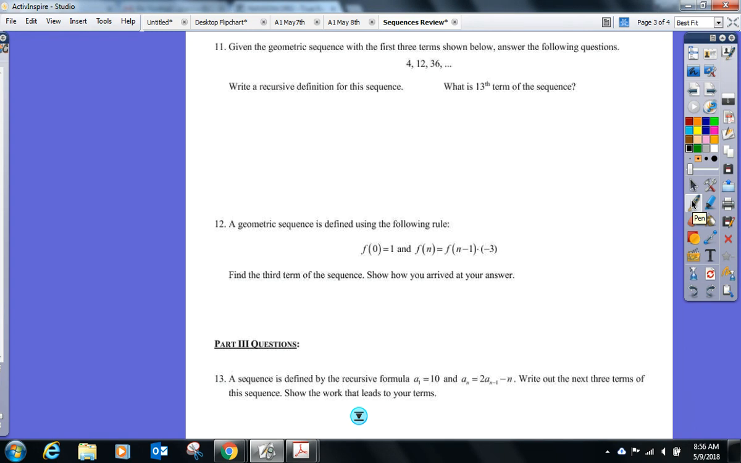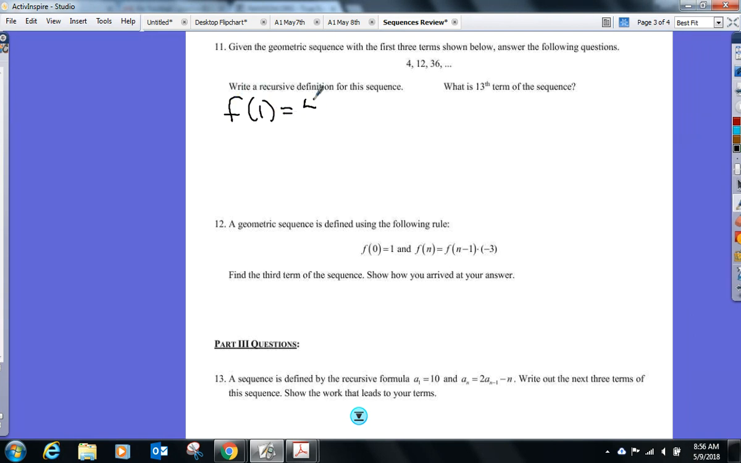4, 12, 36. It's geometric. I told you that. Write a recursive definition now. Always have to put what in a recursive definition, no matter how you write it? First term. F of 1, 4.